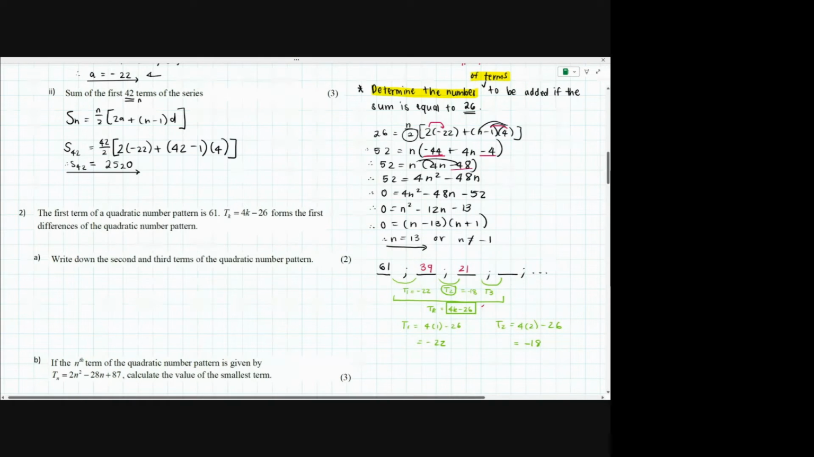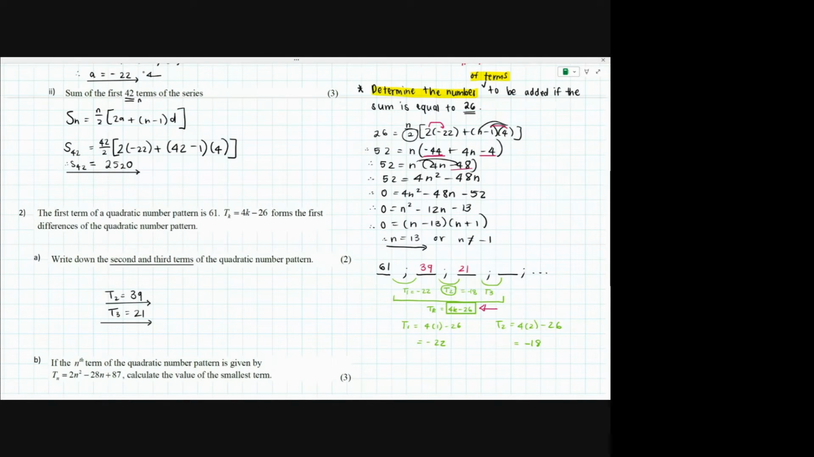And so I can use the rule that's been given to me to find my differences so that I can work backwards and get my quadratic pattern. And so here where it asks me to write down the second and third terms of the quadratic pattern, I've done that. It's 39 for the second term and 21 for my third term. This is a 2-mark question. You're getting a mark per term that you write down, and that's it.